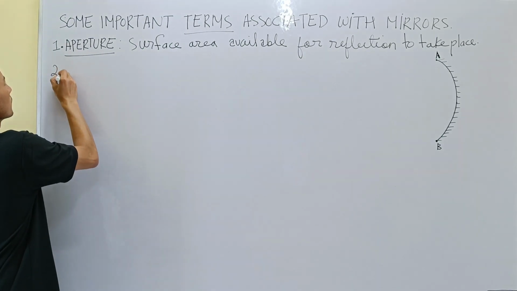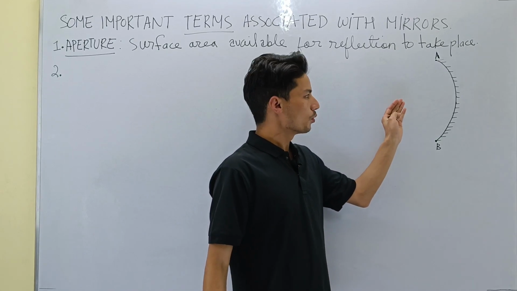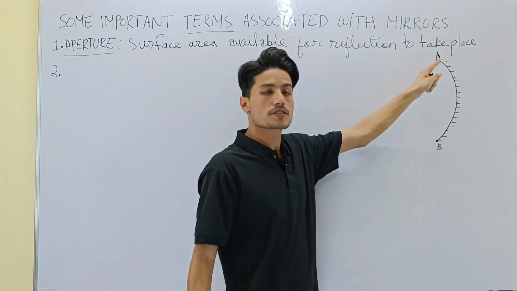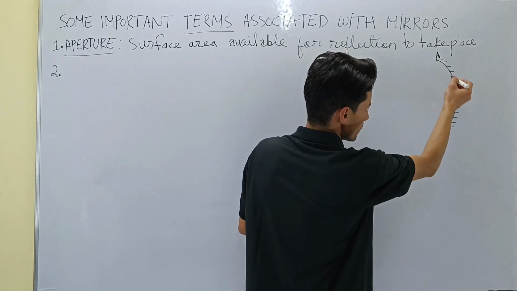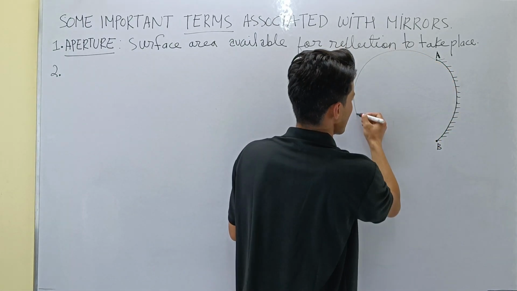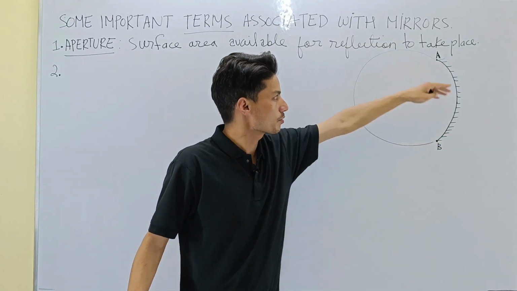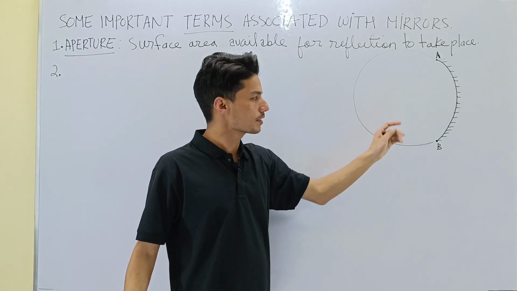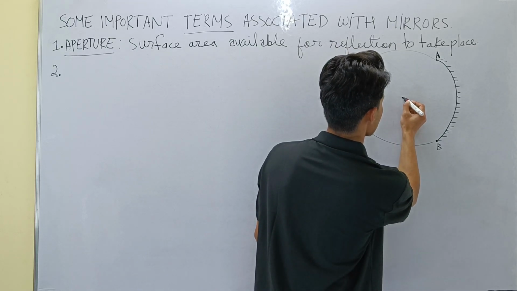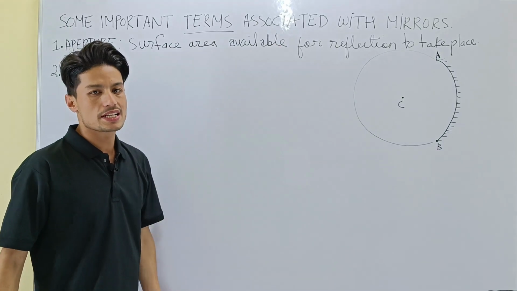Okay, next point. After discussing aperture, we know that mirrors are cut from spherical spheres, isn't it? So this is a part of a very big spherical sphere. Just to show you how big it is, it can be somewhat like this. Yes or no? So this aperture is part of a big hollow sphere. Since it is a sphere, it will have a center. So this center of the big sphere is called the center of curvature.